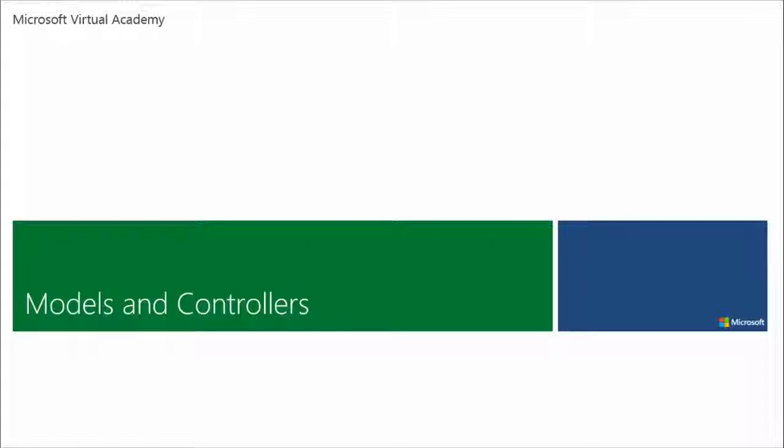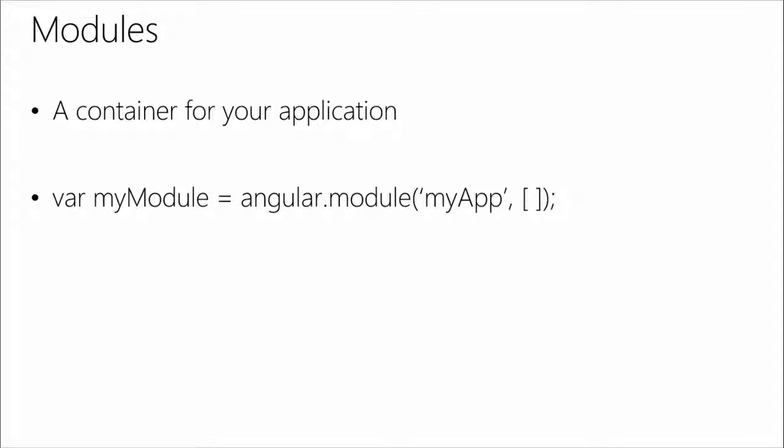So next, let's talk about models and controllers. We touched on this lightly before, but the models are basically the data that you're going to pass around, and the controllers are where your logic is going to sit. A module is probably the biggest type of directive, and everything is going to sit inside of a module. You can think of the module as the container for your entire application.